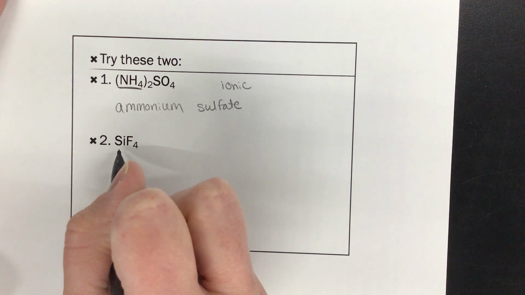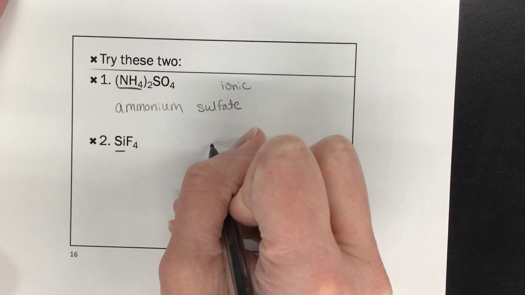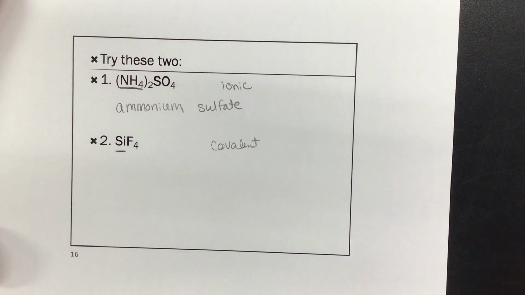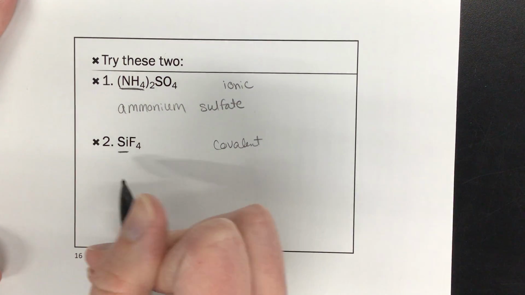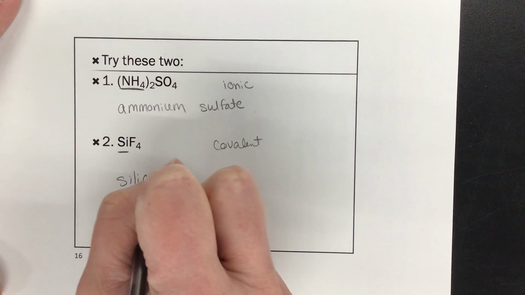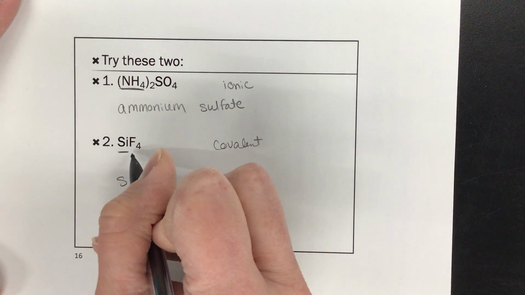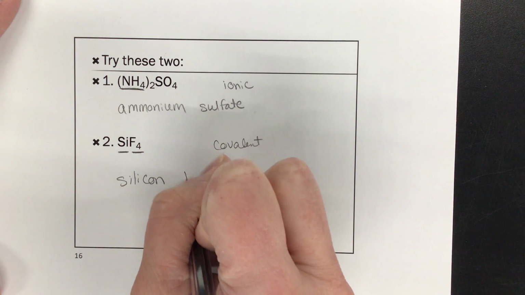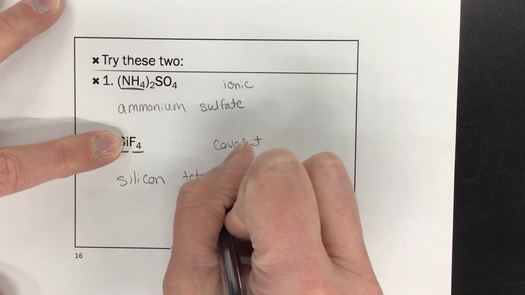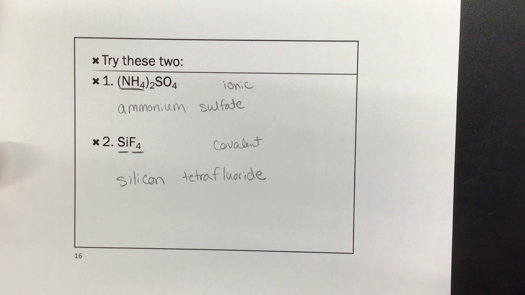So down here, SiF4, technically Si is a metalloid, but we treat them like they are non-metals. So these are our covalent bonding rules. Or I should say metalloids bond like they're non-metals. So I'm going to name this with prefixes. I have one Si, which is silicon. I never use the prefix for one at the front, which is mono. Then I have 4, which is tetra. Fluorine changes to fluoride. So this is silicon tetrafluoride.